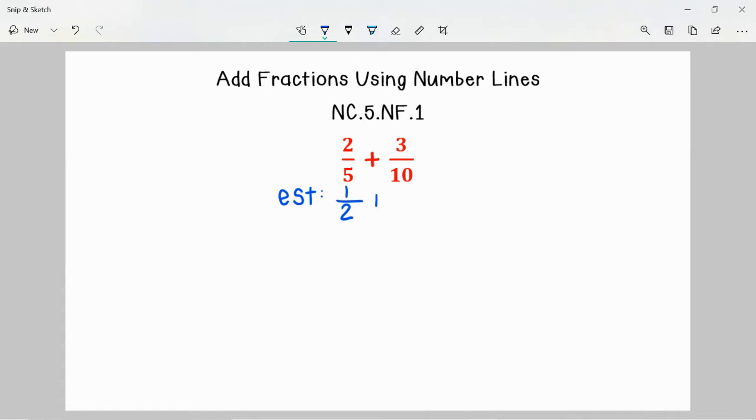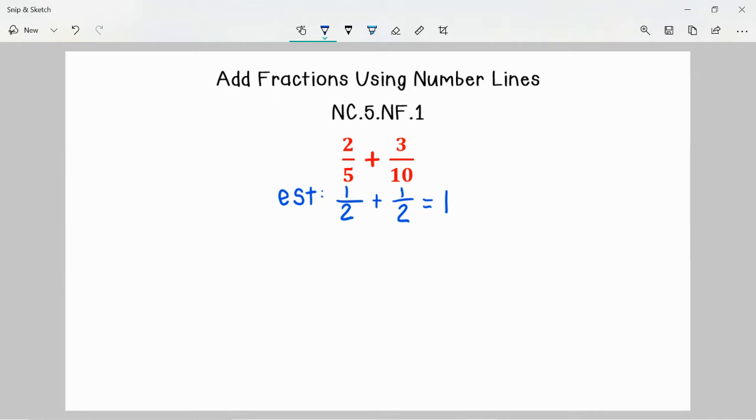3/10 is also close to 1/2. It is just 2/10 away from 5/10, which would be 1/2, and it's 3/10 more than 0. So it is close to 1/2, and I know that 1/2 plus 1/2 would be 1 whole. So I know that our answer will be around 1. I know it will be a little bit less than that though, since both of these fractions were actually each a little less than 1/2.